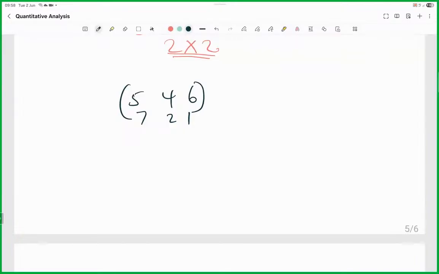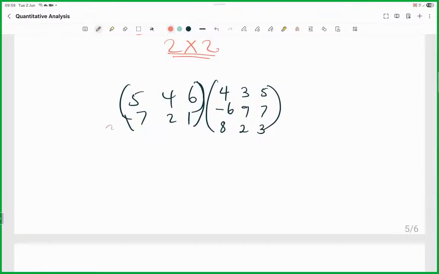5, 4, 6, 7, 2, 1. We're told in this case, you have to multiply this with 4, negative 6, 8, 9, 2, 5, 7, 3. So long as you're able to remember the concept of, first of all, check the orders.